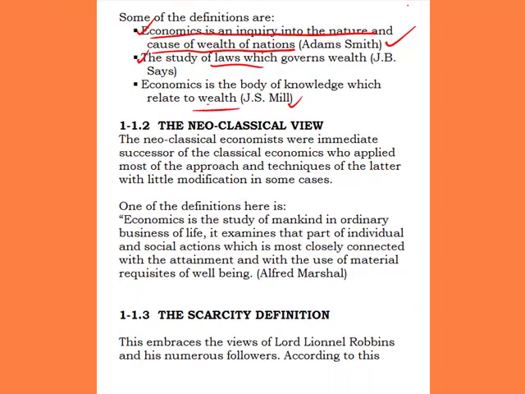Now, the second school of thought, the second generation of economists who propounded definitions of economics, is the neoclassical view. The neoclassical economists were the immediate successors of the classical economists, who applied most of the approach and techniques of the latter with little modification in some cases. This means the neoclassical school made amendments or little modification on the definition as provided by their predecessors, I mean the classical view.